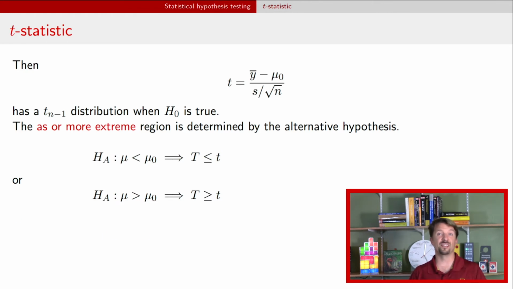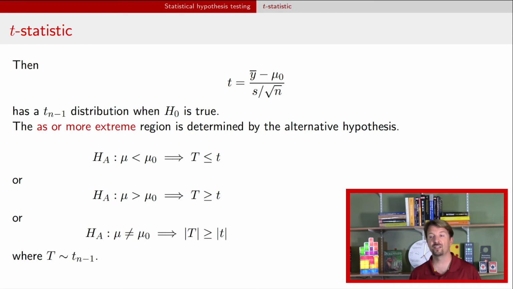If our alternative says that it's just not equal to it, then again we're going to look at how far away it is from the mean of this t, the random t, but since this random t has been standardized, the mean is just 0, and so the formula here is a little bit more simple than the formula we had for our binomial model. Here the as or more extreme region is the absolute value of our random t is greater than or equal to the absolute value of our observed t. Now, throughout all of these statements, that capital T is a t-distribution with n minus 1 degrees of freedom because that's what's true under the null hypothesis.